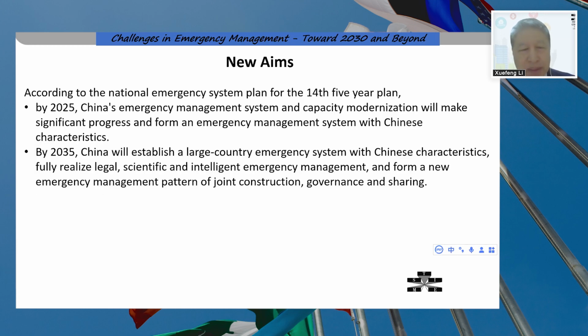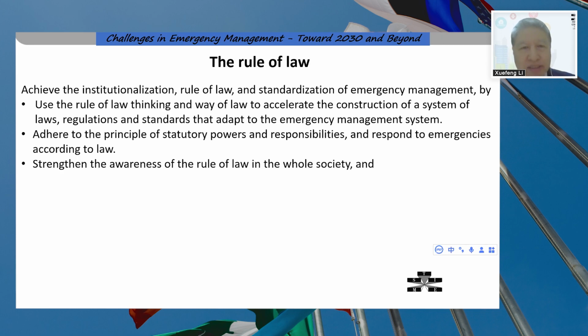So under these principles, the 5-year plan set up new aims for 2025, 2035, and 2050. The core idea for these aims is to try, step by step, to lead our emergency management system to an advanced or better level. To explain this, next I will emphasize 4 points.